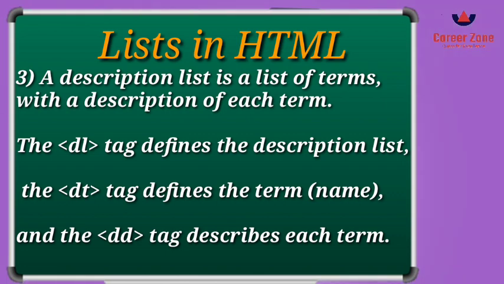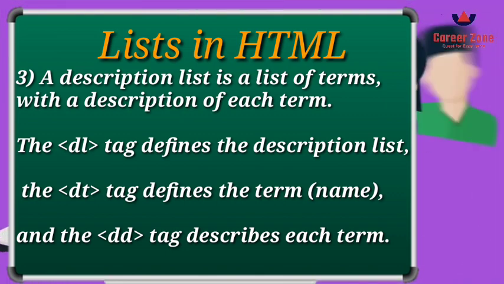The first tag used under the definition list is DL, under which you define the description list for which you want to write the description. And then it is DT, which stands for definition type. This tag defines the term. And then DD, which describes each term.